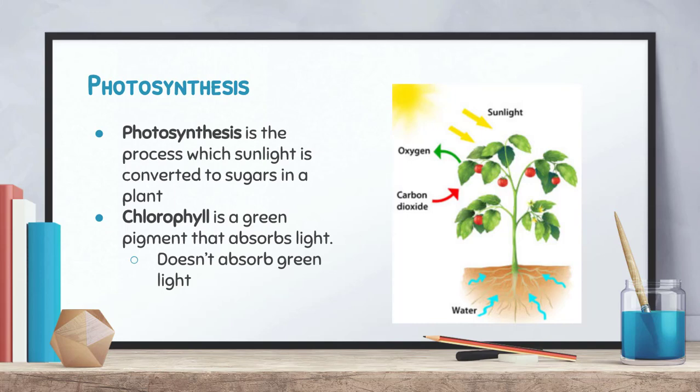Now, what absorbs that sunlight is a green pigment known as chlorophyll. It absorbs light of all colors except for green. The reason it doesn't absorb green is because it reflects it, which is why you see the color green when you look at plants.